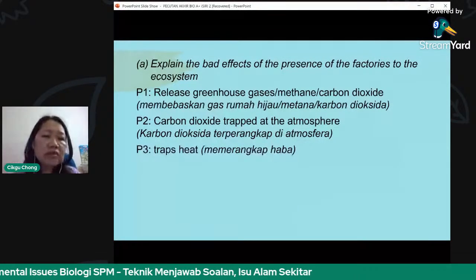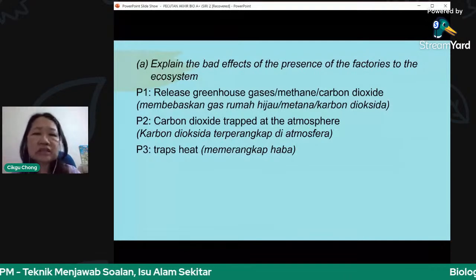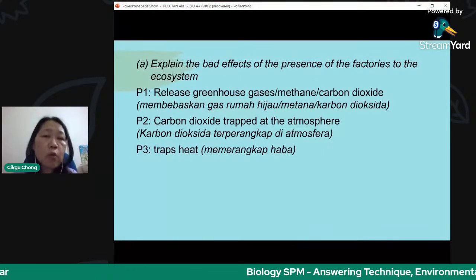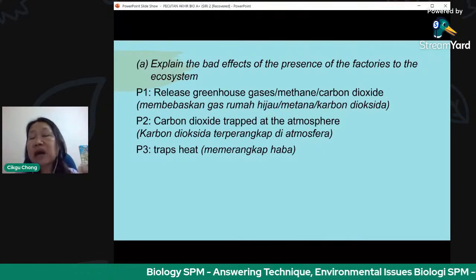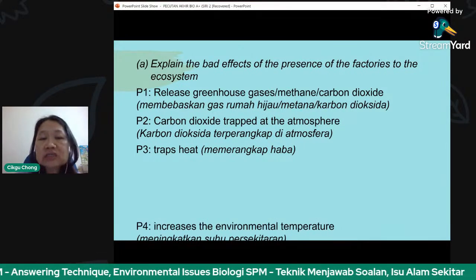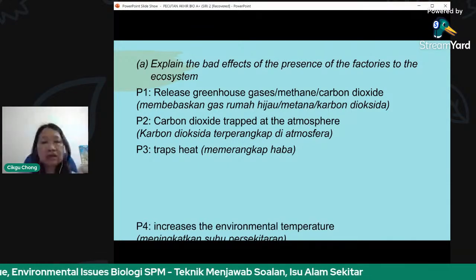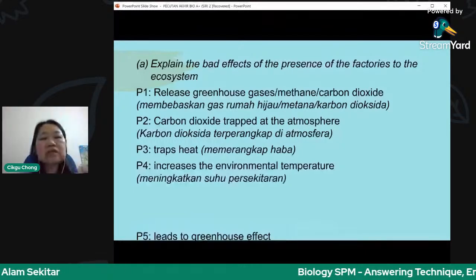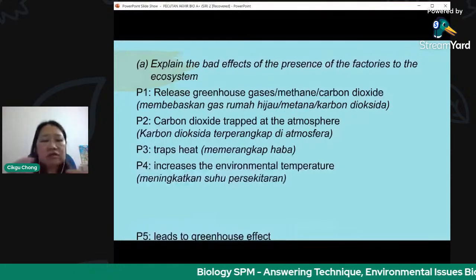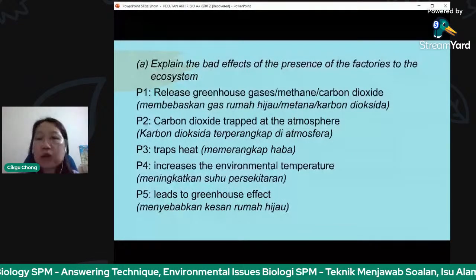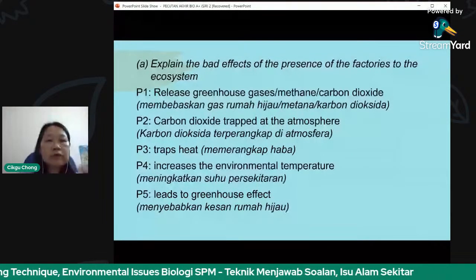Do not say general things like, temperature rises. Why? Where does the temperature rise? Okay, you know temperature rises, but you cannot explain why the temperature rises, because of carbon dioxide trapping the heat. Okay, increases the environmental temperature. Of course, all these you can elaborate further, but the point must be that it leads to the greenhouse effect. This environmental temperature rising will ultimately cause the greenhouse effect, which warms the environment, and the polar ice caps will melt and so on. Okay, so that is the bad effect.